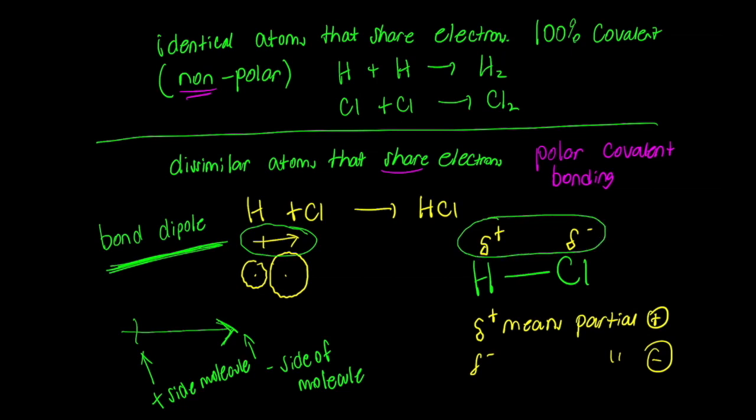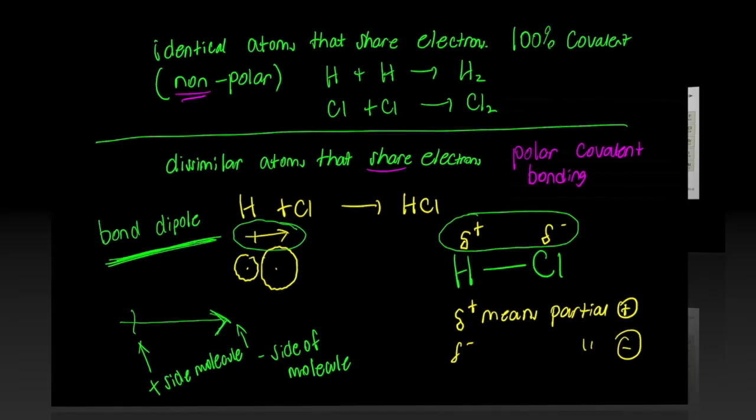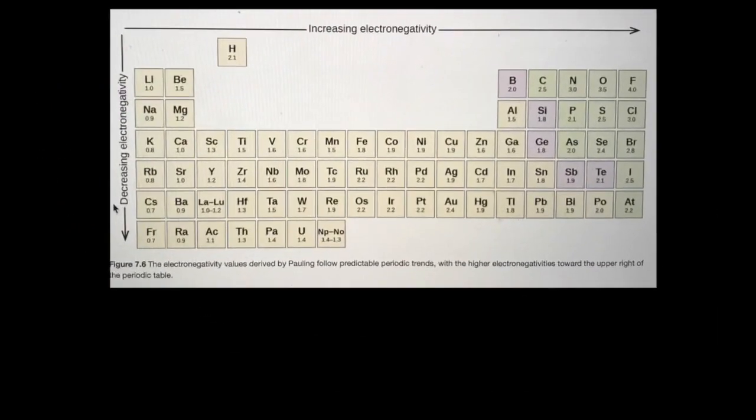Now, whether a bond is nonpolar or polar covalent is determined by a property of the bonding atoms called electronegativity. What you want to see here is that on this corner, increasing this way, we have high electronegativity. And this way, either down a column or to the left, we have decreasing electronegativity. Okay? And this is derived from Pauling.